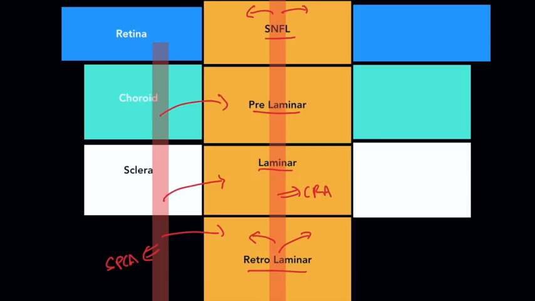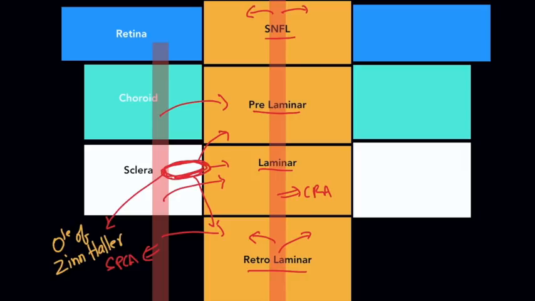Very, very important. Okay. To add more details to it, the short posterior ciliary artery is going to form an intrascleral plexus, or a circle of arteries called as circle of Zinn-Haller. Circle of Zinn-Haller. Okay, so this circle of Zinn-Haller also gives its own branches to the prelaminar, laminar, as well as to the retrolaminar.